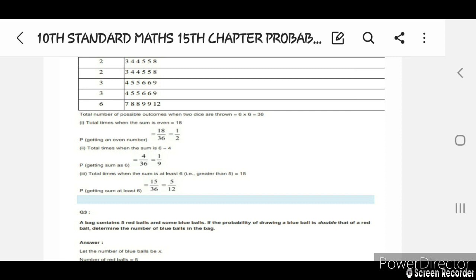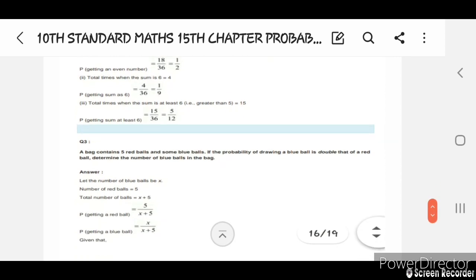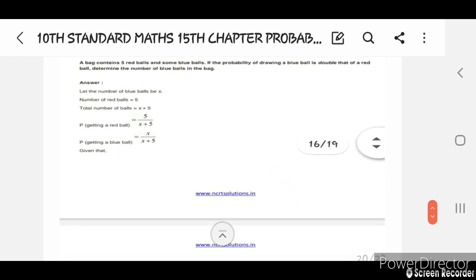Next question: a bag contains 5 red balls and some blue balls. If the probability of drawing a blue ball is double that of a red ball, determine the number of blue balls in the bag. Let the number of blue balls be x. The number of red balls is 5, so the total number of balls is x plus 5. The probability of a red ball is 5 by x plus 5, and of a blue ball is x by x plus 5.